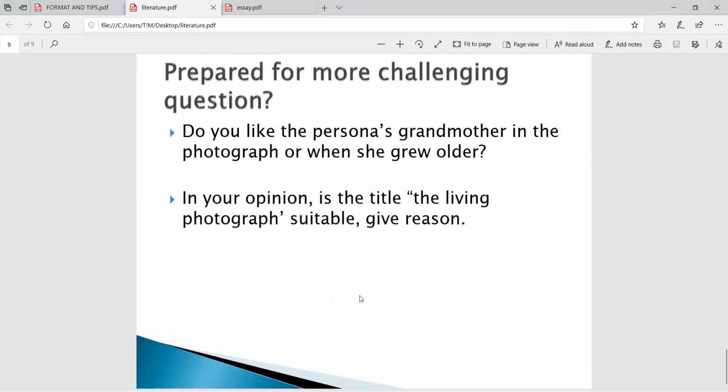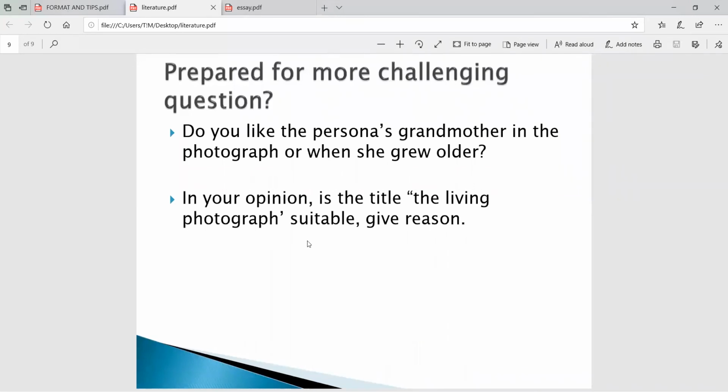You can also say the same thing: I like the grandmother when she's younger because she looks healthy and keeps her smile, right? So she is smiling in the picture. It looks better than the weak, ill, forgetful grandmother.